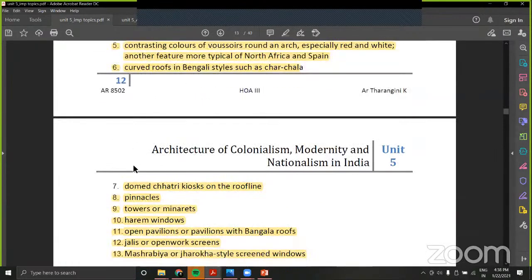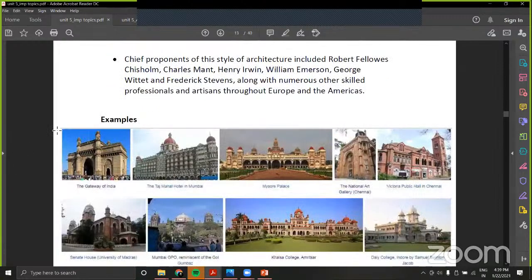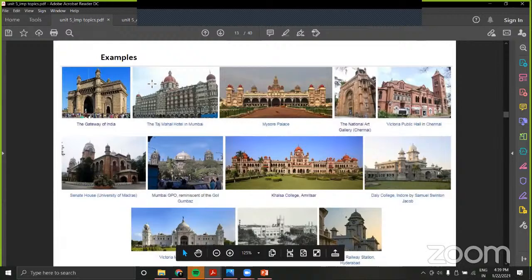Know all these terms. This will be really helpful in the next semester also. Domed chhatris, kiosks on the roof line, pinnacles, you all know all that detailing. Towers, minarets, oriel windows, open pavilions or pavilions with bungalow roofs, jalis or open latticework, mashrabiya style screened windows. Just remember all these examples. Just read out all the characteristics and relate them to the buildings. It will be really helpful.